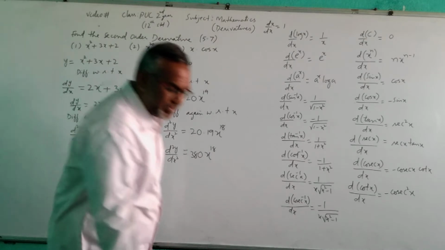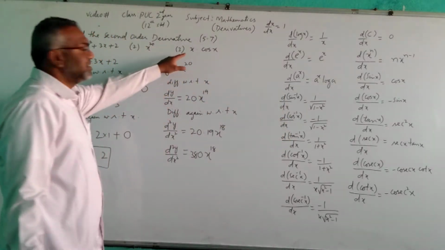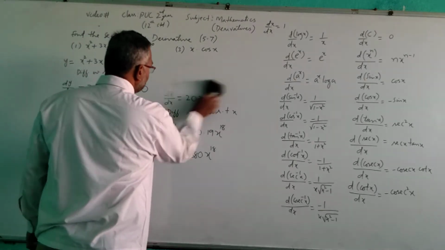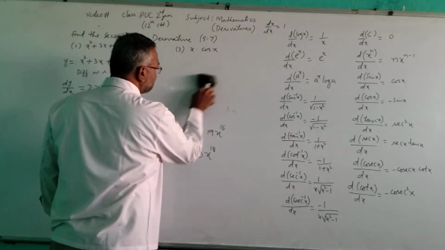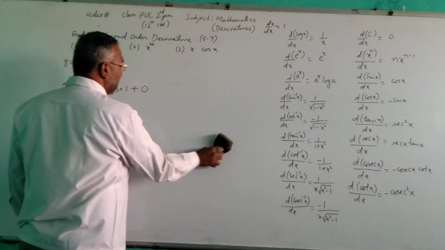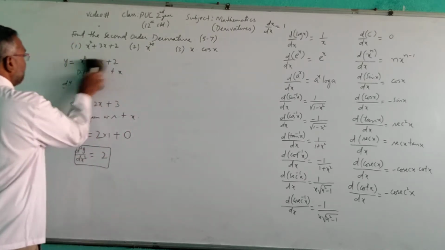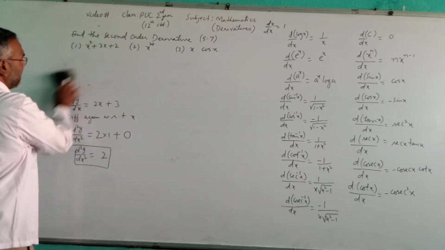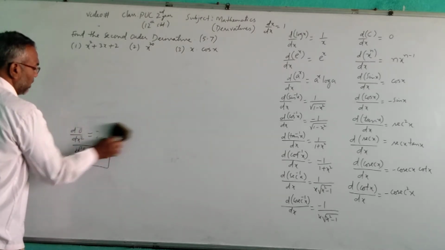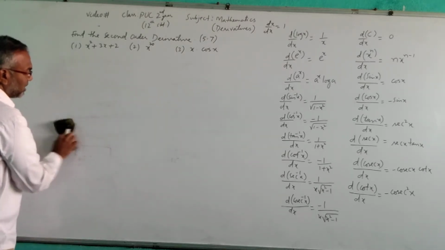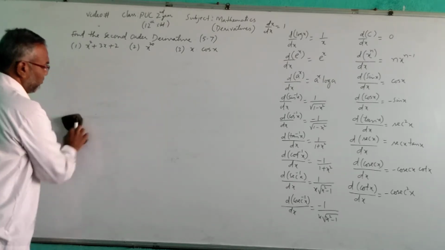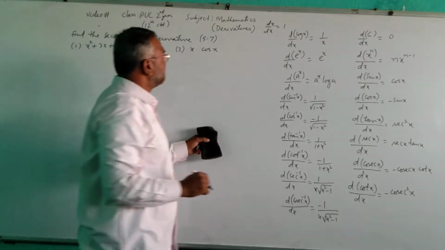Now let's see the next question. Question number 3 has two different functions, x and cos x. They are in product, in multiplication. When two functions are in product, we have to use the product rule. I showed you the product rule in my previous video. What is the formula of the product rule? I will write it down once here.